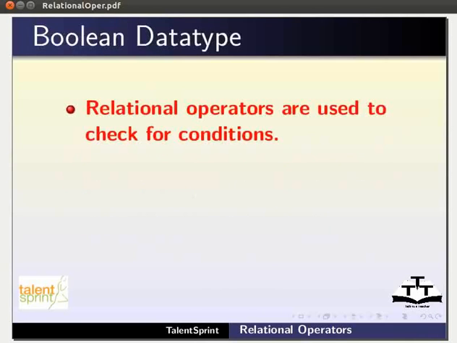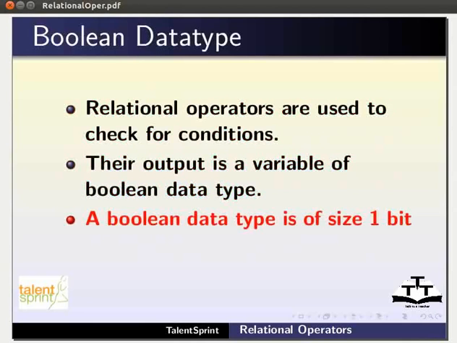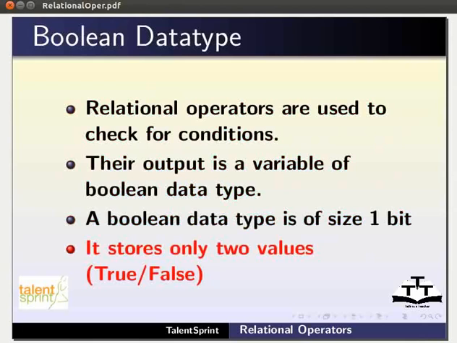Relational operators are used to check for conditions. Their output is a variable of Boolean data type. A Boolean data type is of size 1 bit. It stores only two values, true or false. True is the output when the condition is true. False is the output if the condition is not true.